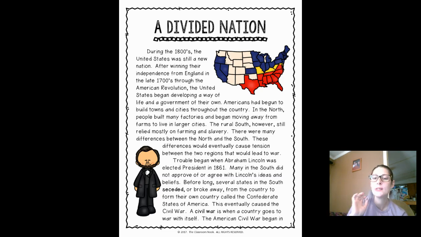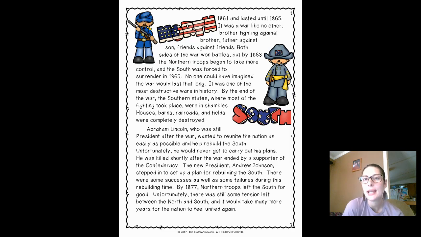A civil war is when a country goes to war with itself. The American Civil War began in 1861 and lasted until 1865, so it lasted for 4 years. It was a war like no other. Brother fighting against brother, father against son, friends against friends. Both sides of the war won battles, but by 1863, the Northern troops began to take more control, and the South was forced to surrender in 1865. So even though the South seceded, they still lost the war. The North won the war.